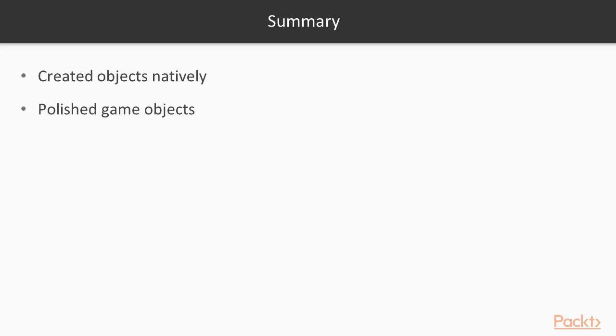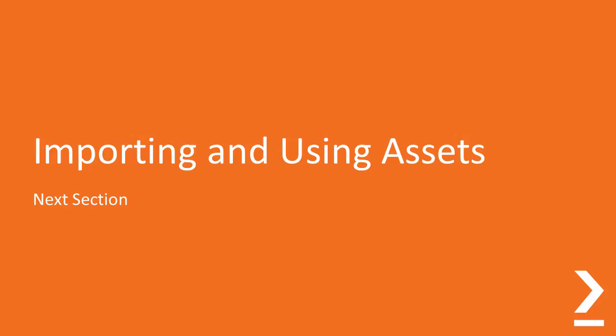In this section, we created 3D game objects natively. We were able to relocate and resize the shapes with relative ease. We also polished them to make them more visually appealing for a game environment. Next up, importing and using assets.